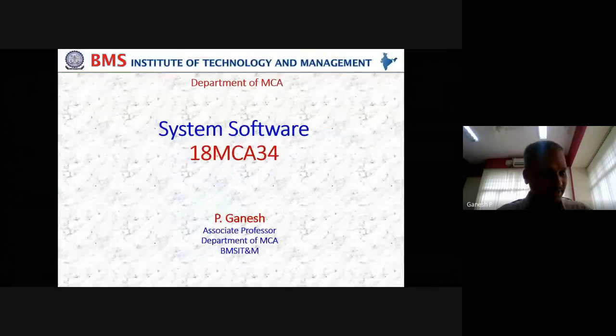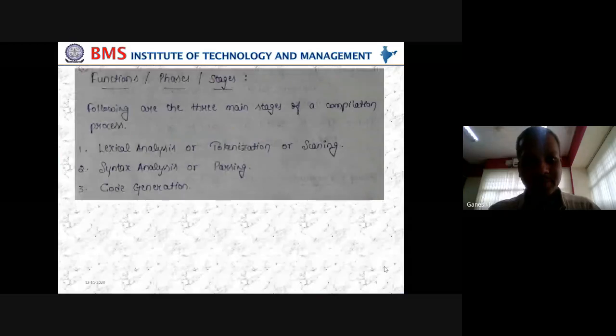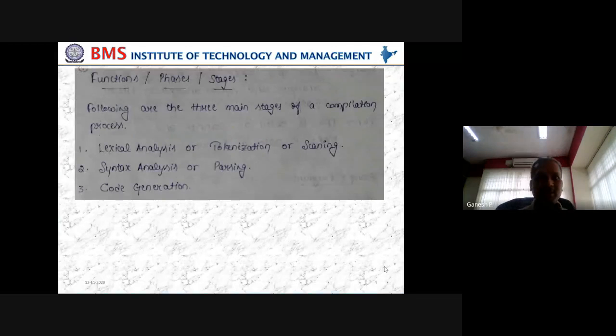So coming back to our discussion, we have started with the introduction to compiler, rather stages in compilation, and those stages are 3 in number in general: lexical analysis, or tokenization, or scanning, as we know, and second is syntax analysis or parsing. Third one is code generation. So lexical analysis is what we have touched upon in the previous class.